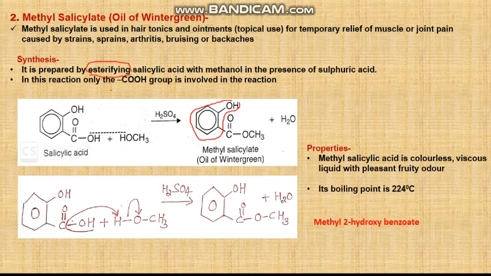In this reaction only the COOH group, that is the carboxyl group, is involved in this reaction. So look at the reaction. This is a salicylic acid. As I already told you that only the COOH group is involved in this reaction, whereas in previous case the OH group was involved in reaction. So the OH group from salicylic acid and hydrogen atom from methanol, they are forming together a water molecule, and this moiety combines with a methoxy group and they form methyl salicylate, or commonly known as oil of wintergreen.